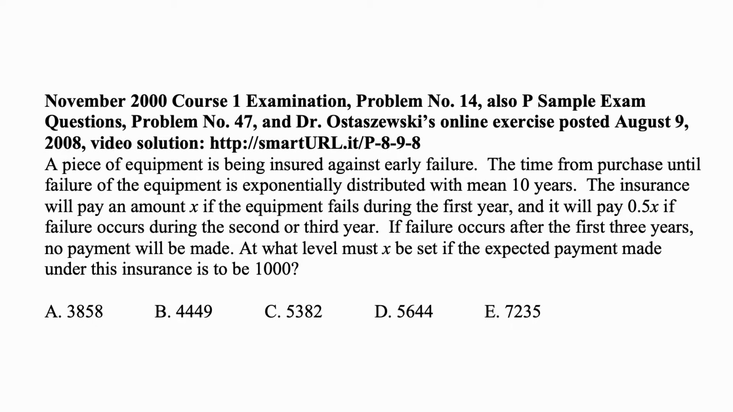Here's a problem for today. A piece of equipment is being insured against early failure. The time from purchase until failure of the equipment is exponentially distributed with mean 10 years. The insurance will pay an amount X if the equipment fails during the first year and will pay 0.5X if failure occurs during the second or third year. If failure occurs after the first 3 years, no payment will be made. At what level must X be set if the expected payment made under this insurance is to be 1,000?